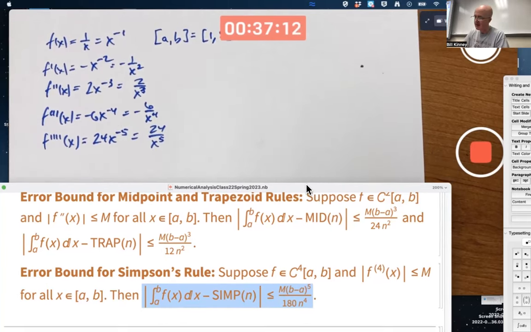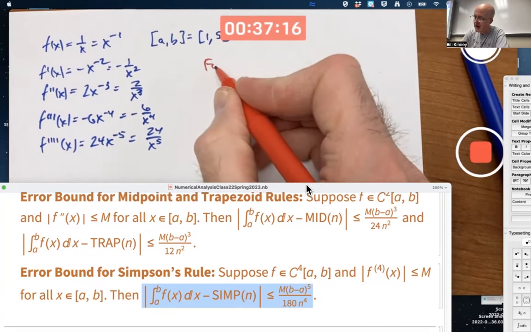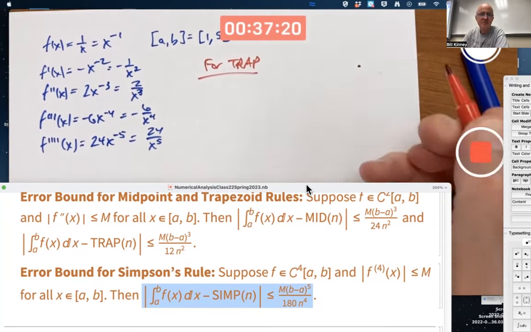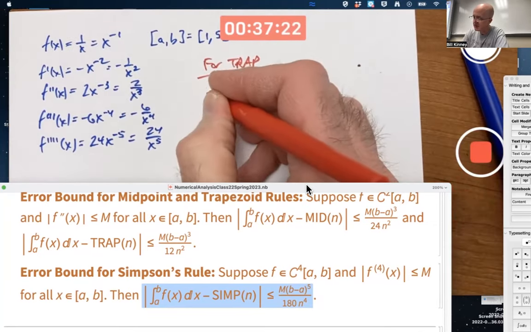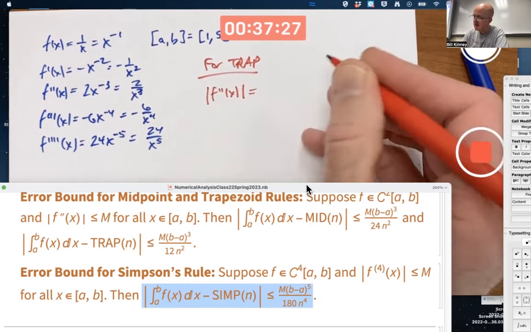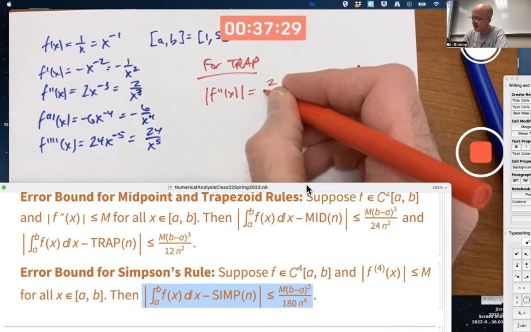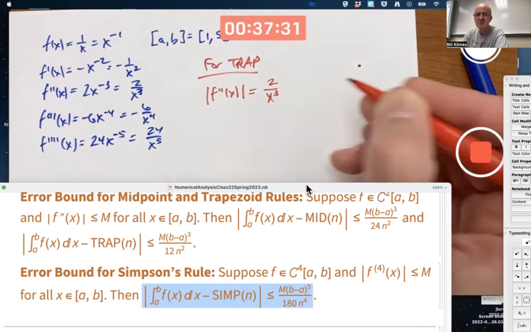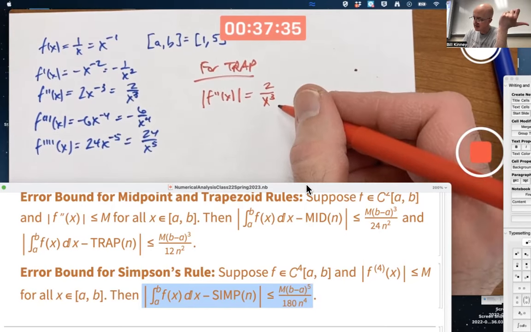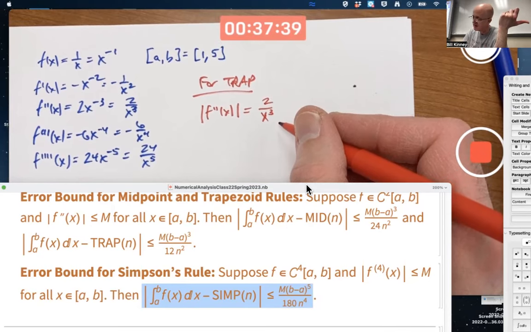So if we think about the trapezoid rule, for trap, we want to bound the second derivative in absolute value. Well, it is positive, so I don't need the absolute value signs. There's the absolute value of the second derivative. It's the same as the second derivative itself. On the interval in question from 1 to 5, what's an upper bound for this?